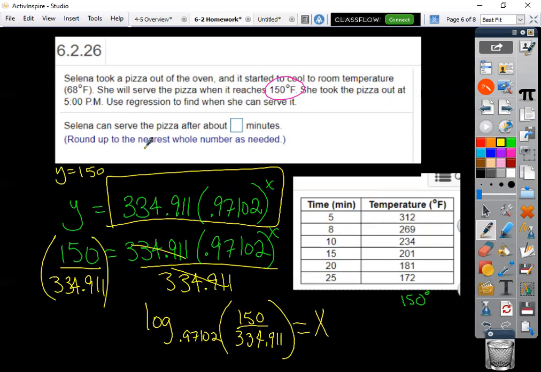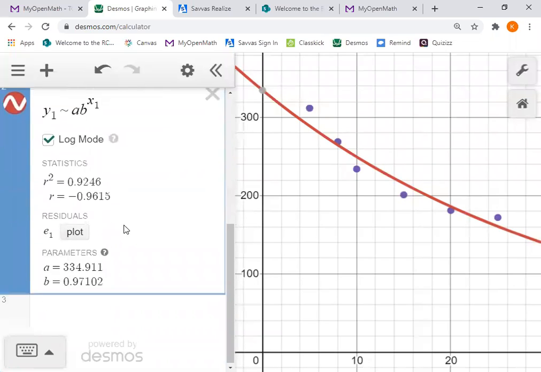And then remember up here, it does say round up to the nearest whole number, but round up, not round to the nearest, so I'll automatically go up. So let's, again, jump over to Desmos and actually evaluate that log base 0.97102 of 150 over 334.911. That'll just be calculating in Desmos, or if you know your calculator, use that.